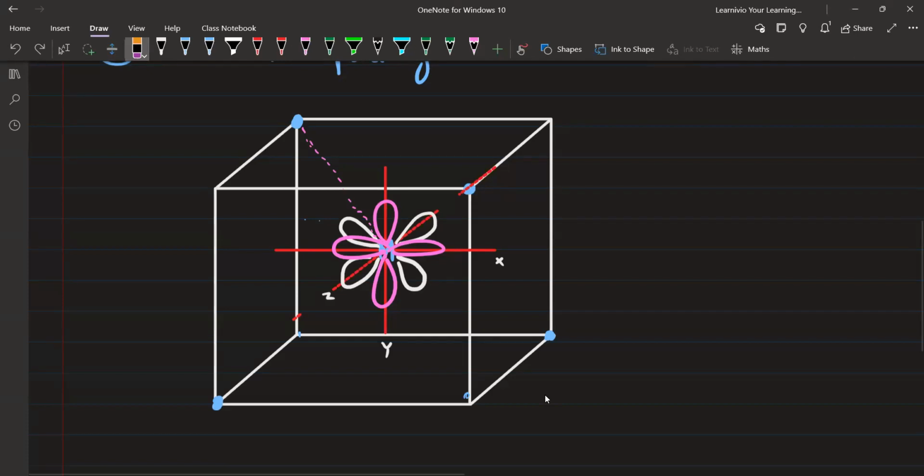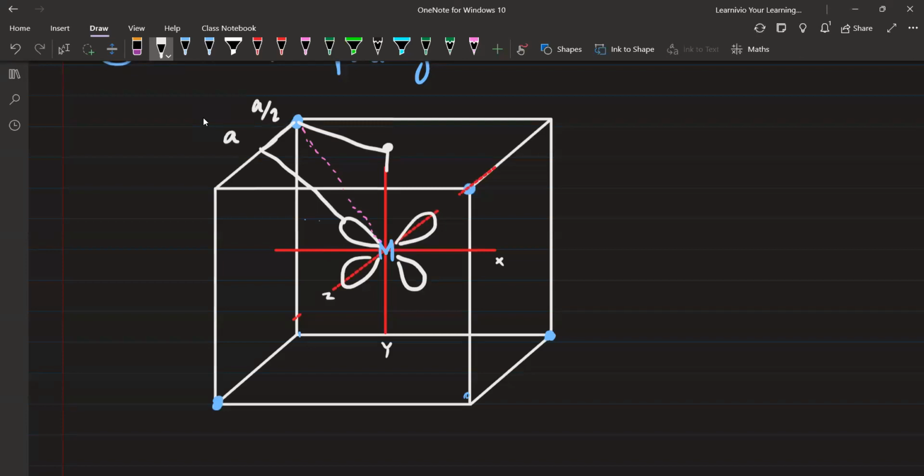These are approaching from corners, and if I extend this particular lobe, this lobe is going to go to the edge center. If I extend the axial one, it is going to go to the face center. Now this is the face center and this is the edge center. If I talk about the cube and the edge length is A, then the ligand is how much far away from the lobe? It is A by 2 in the case of axial, non-axial ones.